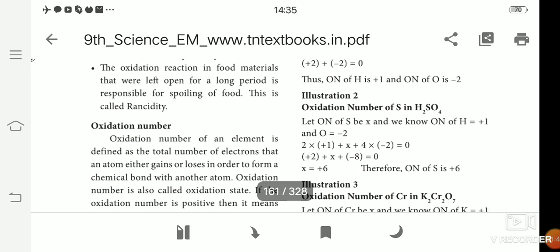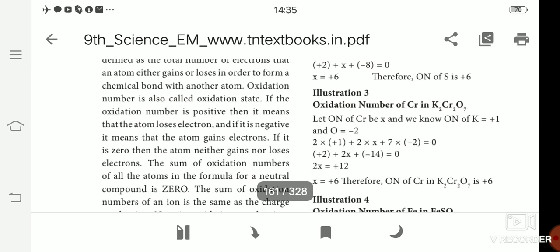The next example is potassium dichromate. The formula of potassium dichromate is K2Cr2O7. Potassium is an alkali metal, and all alkali metals get a plus 1 charge. So potassium is plus 1 and oxygen is minus 2. There are 2 potassium and 7 oxygen.